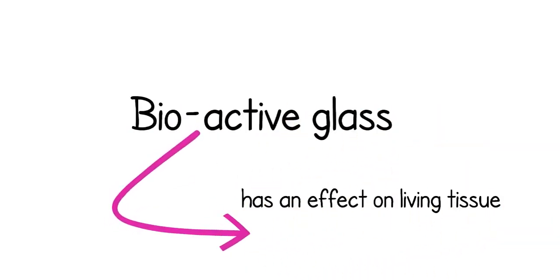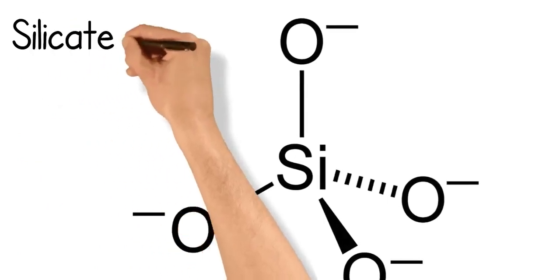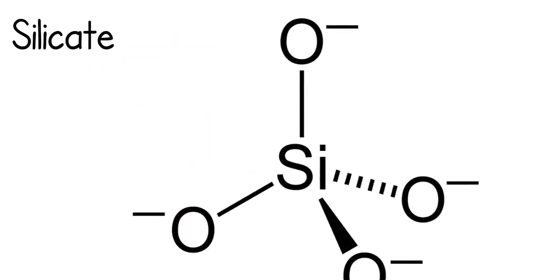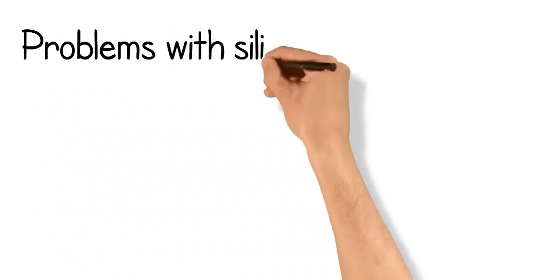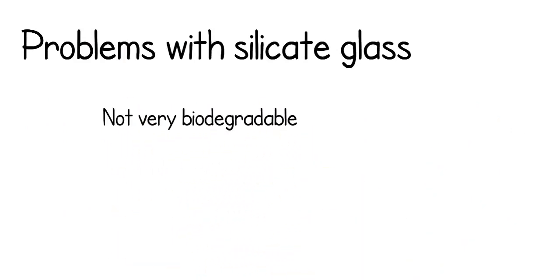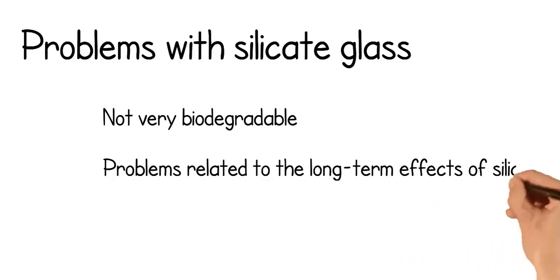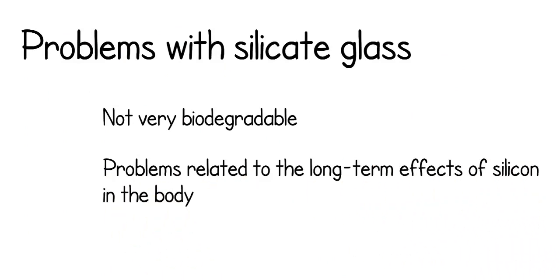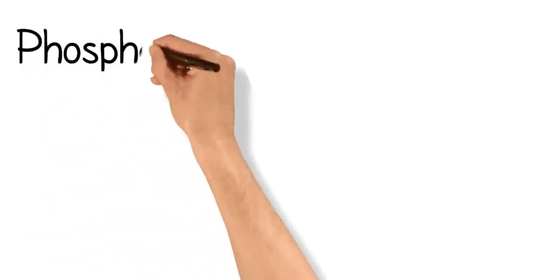Bioactive glasses are commonly being used as biomaterials, especially those based on silicate, due to its ability to form strong bonds to bone. The problem with silicate glass, however, is that it's not very biodegradable. It stays in the body for a very long time, and there are problems related to the long-term effects of silicon in the body. Phosphate glass is a great alternative.